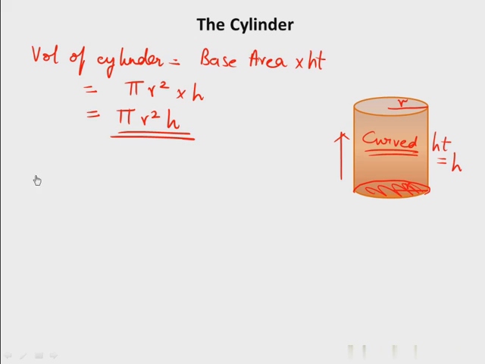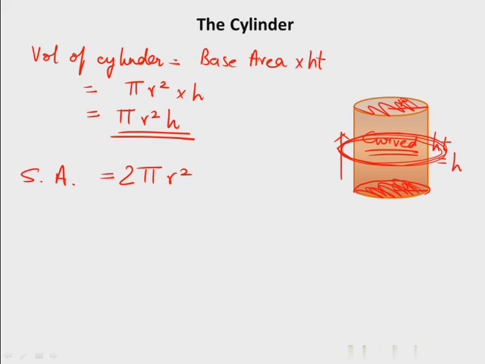What about its surface area? How many surfaces does it have? It has a top circle, it has a bottom circle, and it has this curved surface. That is the entire body of the can. What's the surface area of the top? Again, it's a circle, so it's pi r square. What's the surface area of the bottom? That's also pi r square. So we have 2 pi r square, which gives us the surface area of the top and the bottom.